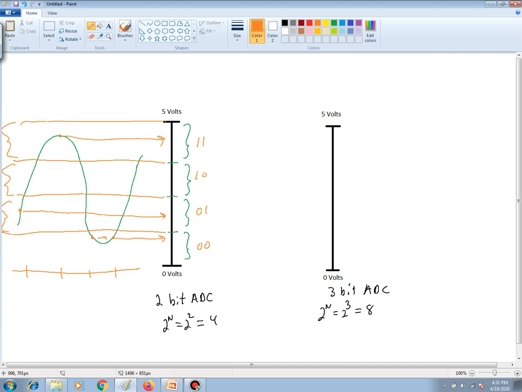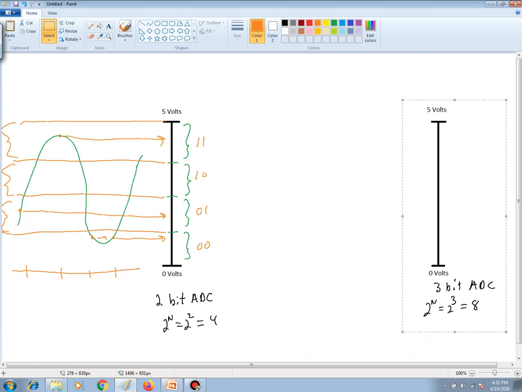Let's take a look at the 3-bit ADC and see how that does. Let me move this over just a little bit right there. Now with this one here, since it's a 3-bit ADC, we're going to have 8 different bins. And if I can draw this correctly here, this would be the bin where this is 000, then 001, 010, 011, 100, 101, 110, and finally 111.